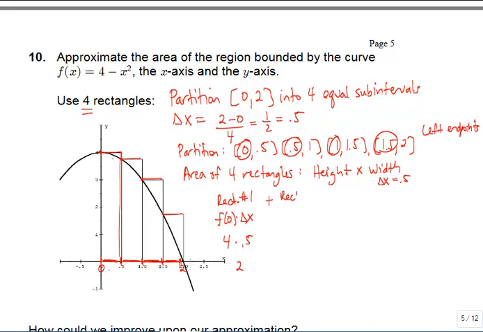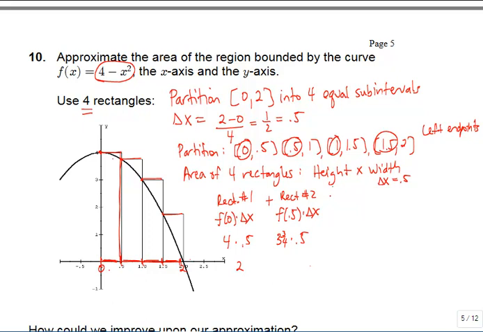Now let's add to that rectangle number 2. So rectangle number 2 has as its height however high this is when I use an x value of 1/2, because that's this input value right here. So I'm going to use f of 0.5 for my height, and I would figure that out by plugging that into this function right here. So I would actually plug in 0.5 for x and figure out what that is. And when you plug it in, it's 3 3/4. And then we need to multiply that by our delta x again, our width. So 3 3/4 times 0.5.